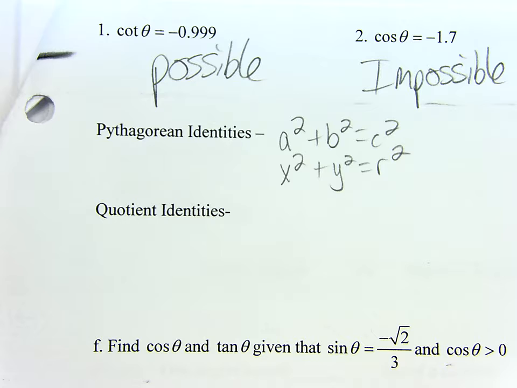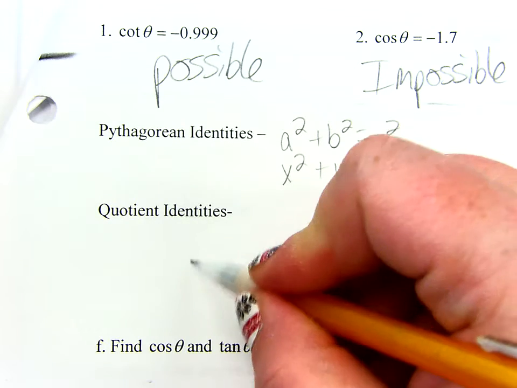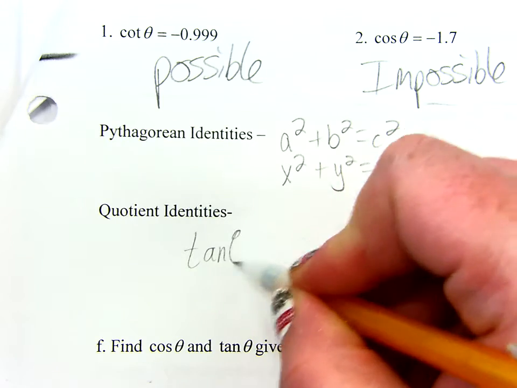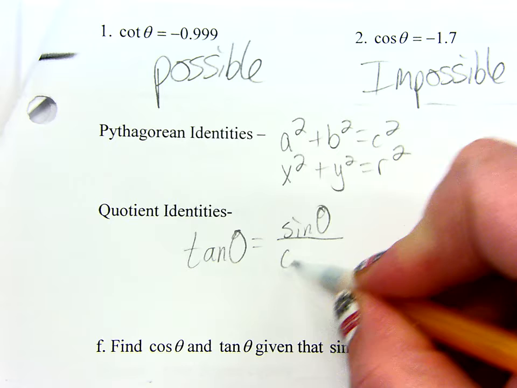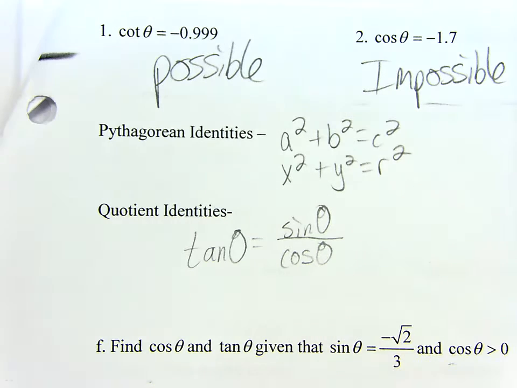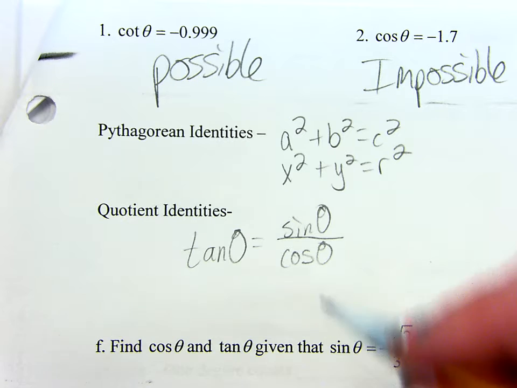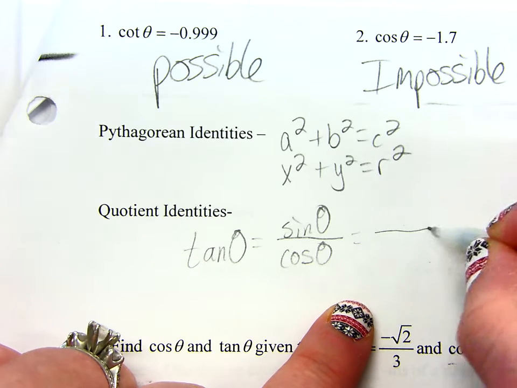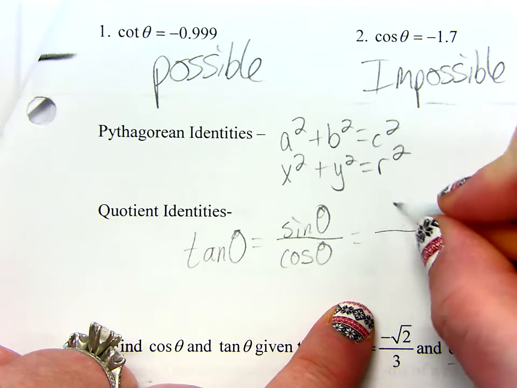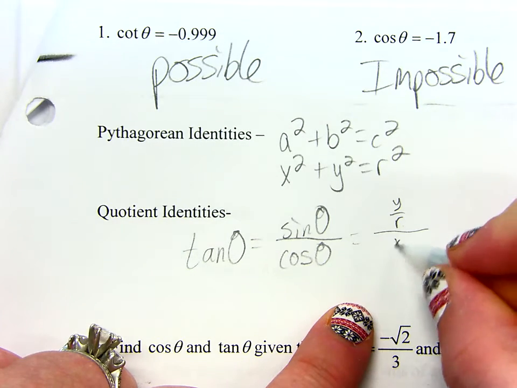Okay, and then quotient identities, here's a good one to remember. Did you know that tangent is equal to sine over cosine? Yeah, watch how cool this is. So, sine, remember, is y over r, and cosine is x over r.